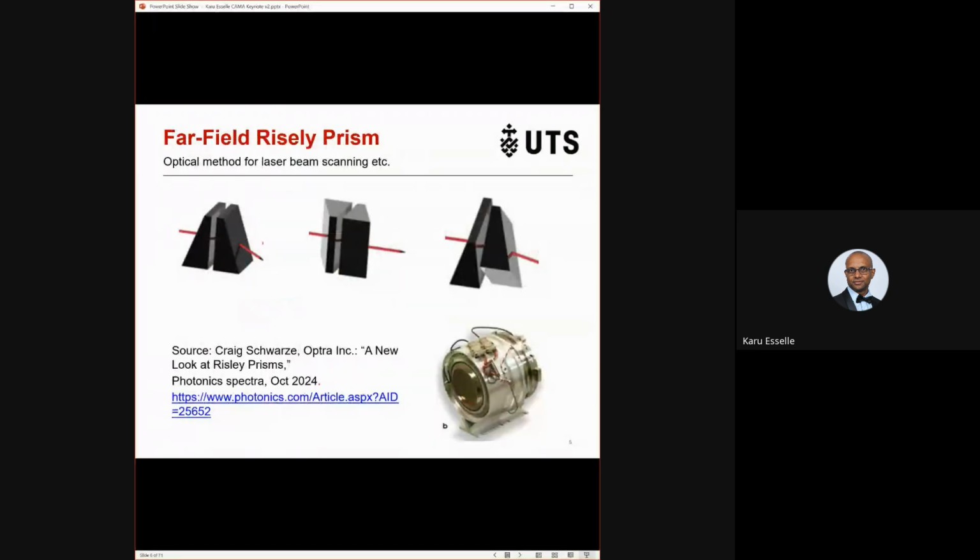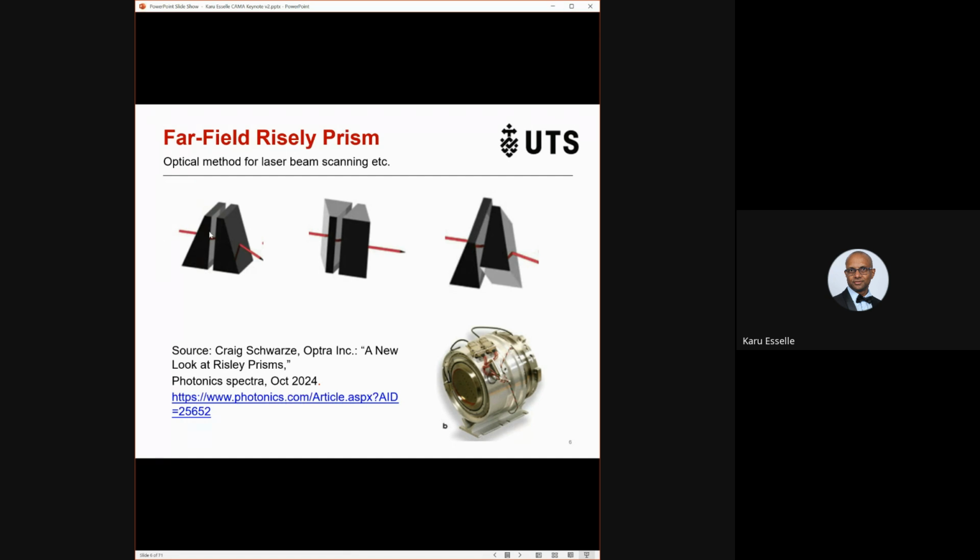So what is the history of this? How do you describe these metasurfaces? I said that each metasurface is a phase gradient metasurface, right? In fact, they behave like a prism. So this whole structure behaves like a so-called far-field prism. That's an optical device, and that's an optical method for scanning laser beams.